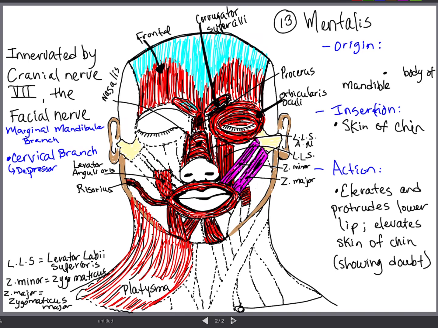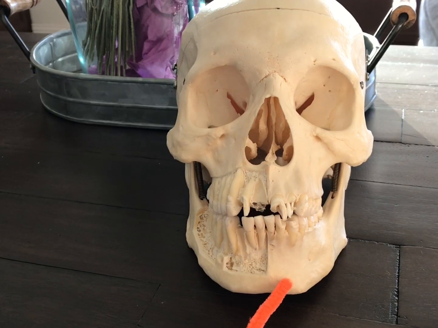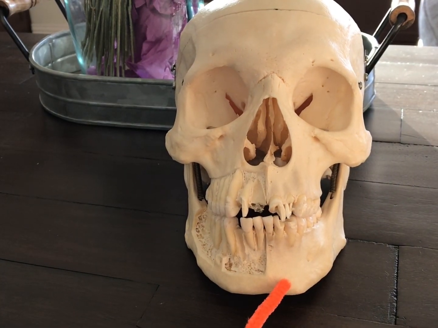The mentalis is this muscle right here, and the origin is the body of the mandible. The insertion is the skin of the chin, and the main action is to elevate and protrude the lower lip, and it also elevates the skin of the chin, like showing doubt. Body of mandible.